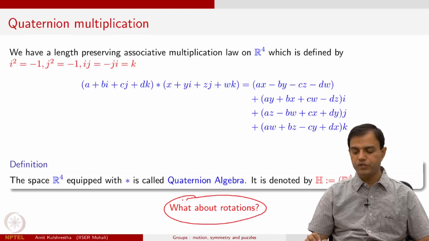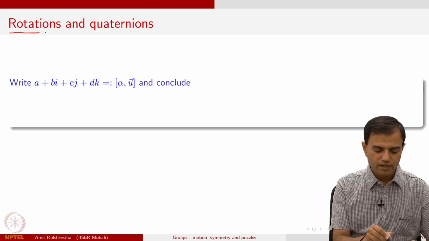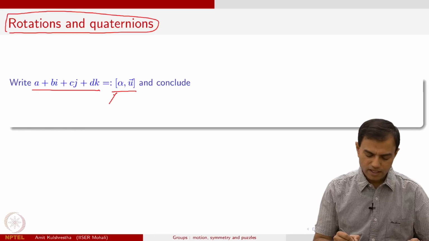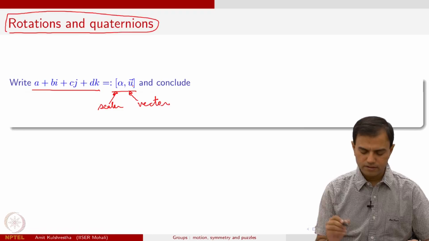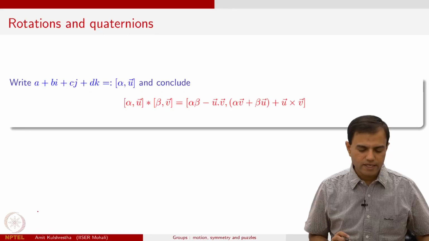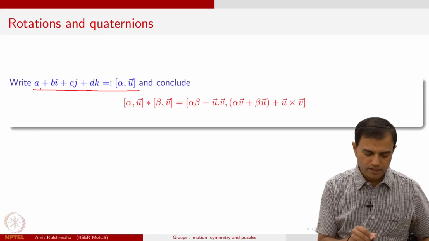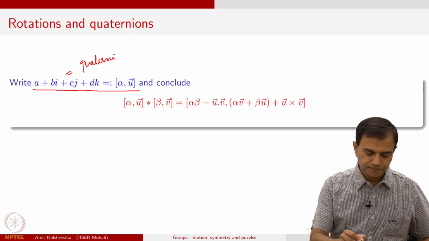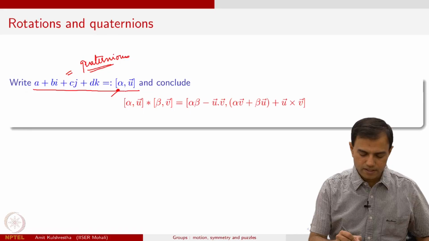Okay, so here is how we can connect rotations with quaternions. Whenever I have a vector, I just write it explicitly like this. I keep the scalar part here and the vector part here. This is the one dimensional part, this is the three dimensional part, and this is how rotations and quaternions are related. So we have written this a plus bi plus cj plus dk. These elements are called quaternions. I have written a scalar part and a vector part.